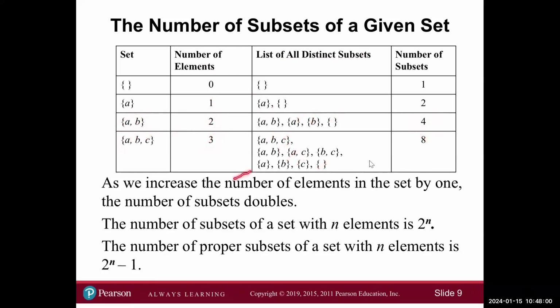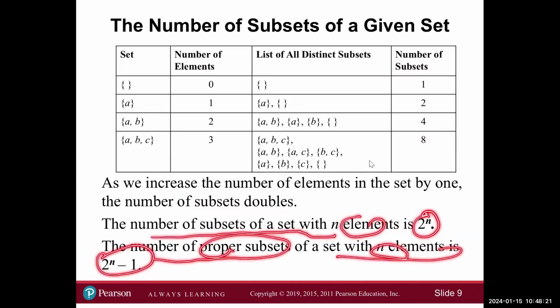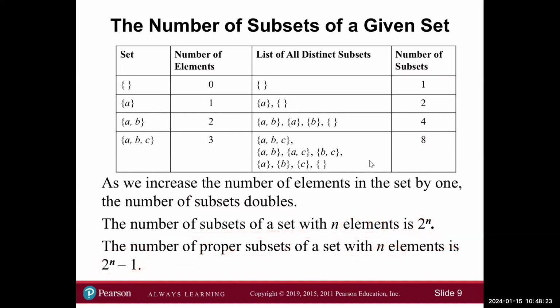As we increase the number of elements in the set by one, the number of subsets doubles. So the number of subsets of a set with n elements is 2 to the n, and the number of proper subsets is 2 to the n minus 1.